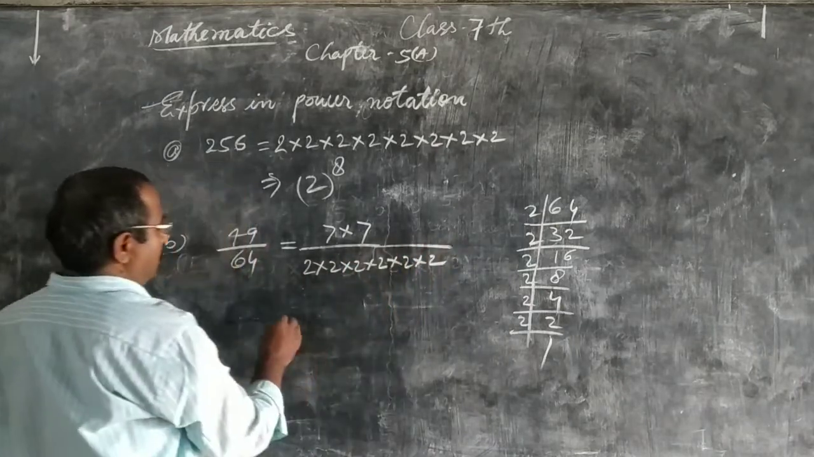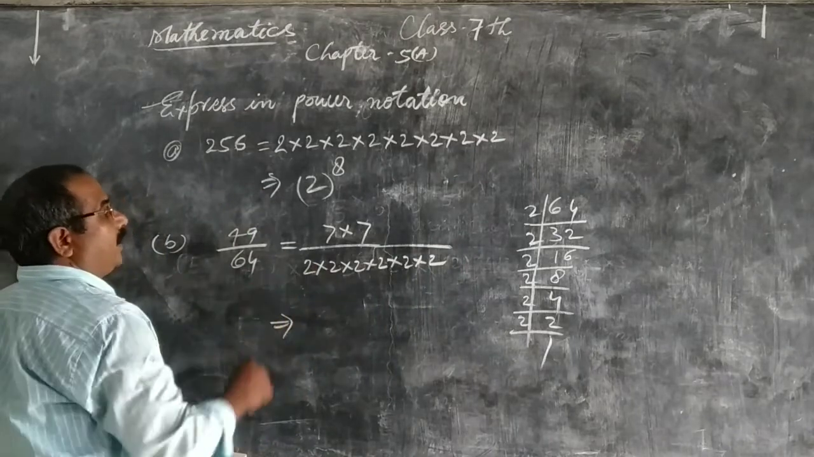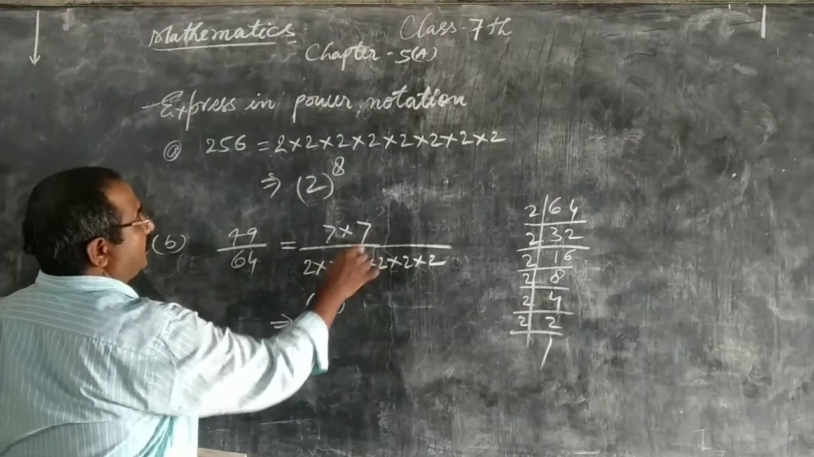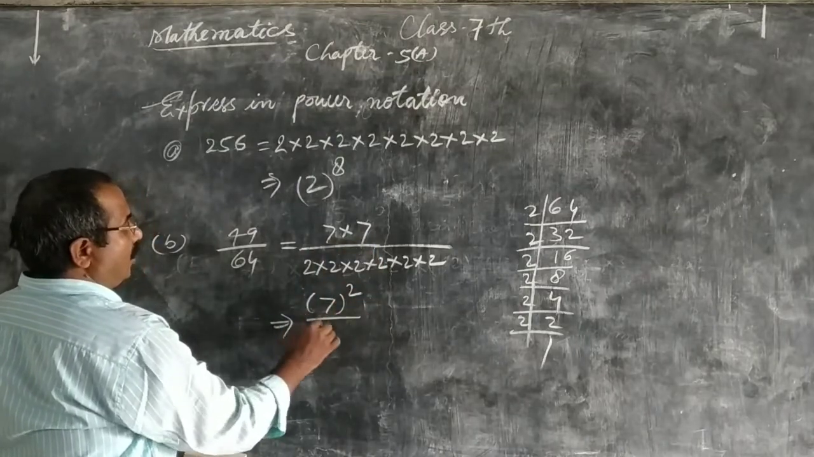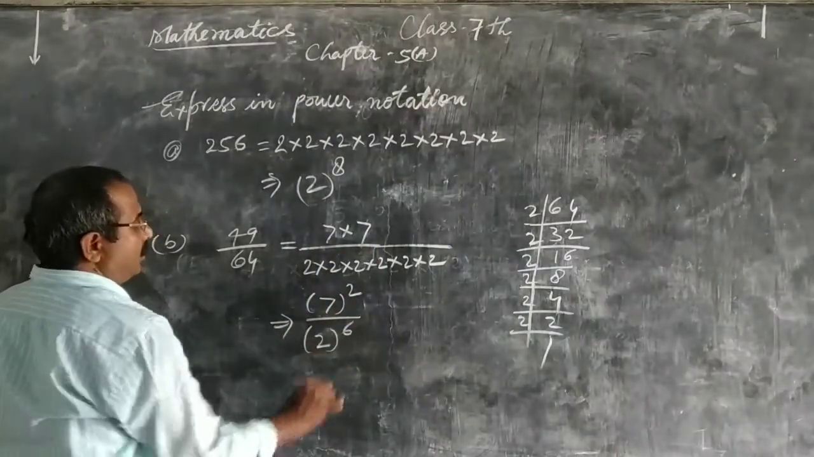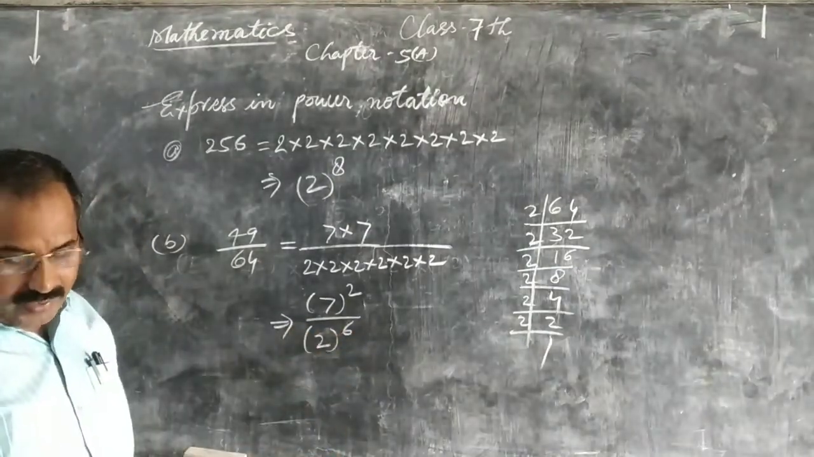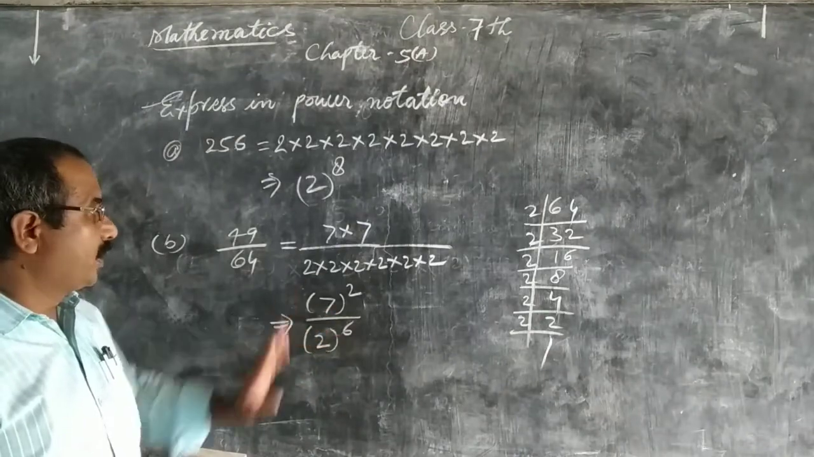Now you can write in power notation. So you can write 7, 2 times, 7 to the power 2, and 2 up to 6 times, so 2 to the power 6. In this way you can write it in the power notation.